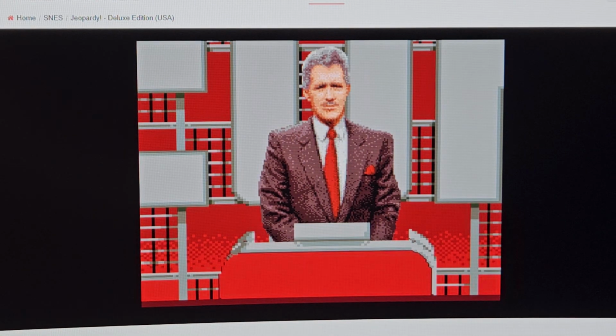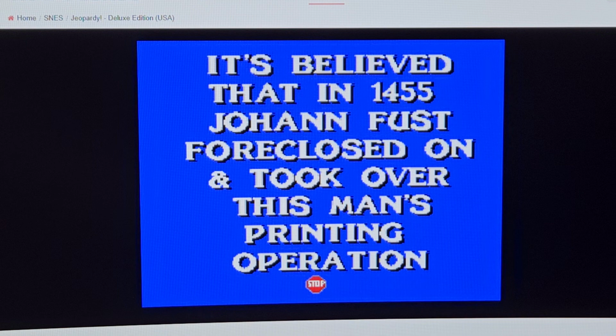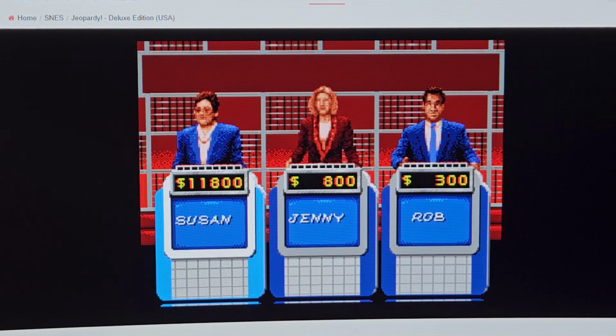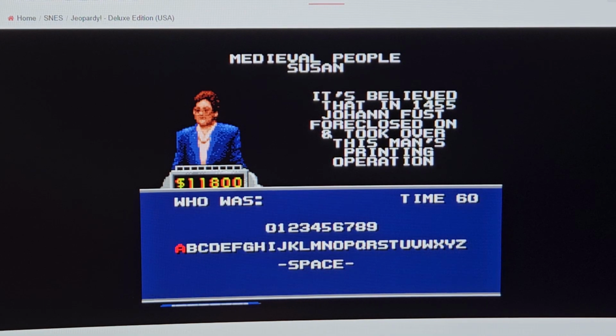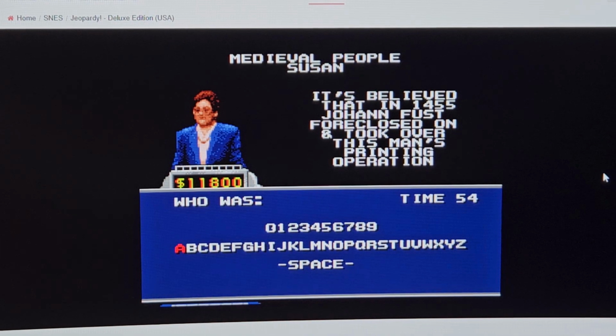The answer is... It's believed that in 1455, Johann Fust foreclosed and took over this printing operation. Who is Johann Gutenberg?